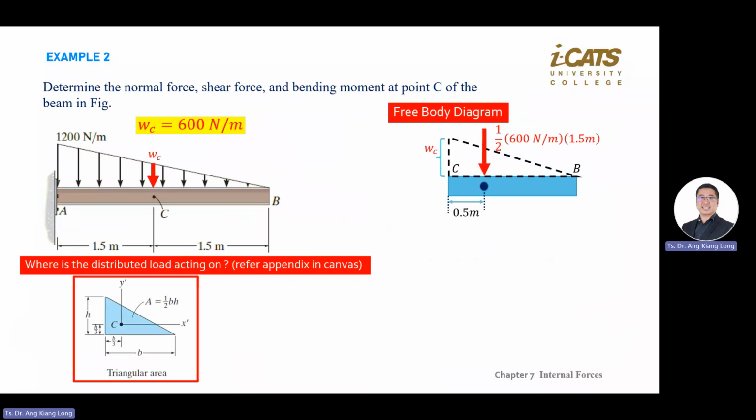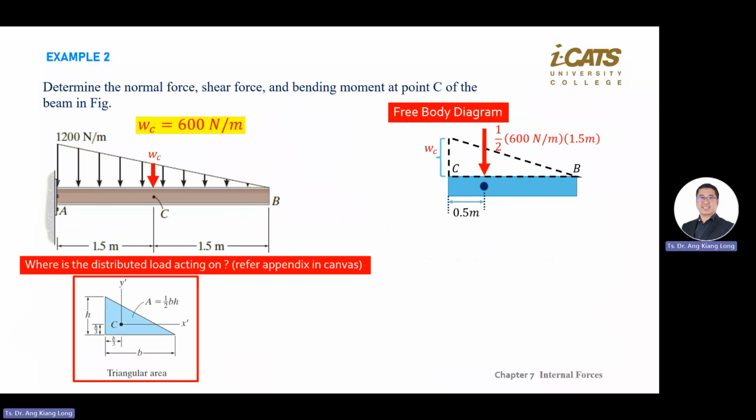Don't need to memorize one. You see the appendix, you find the A. The A is the focus load. It means you convert the triangular into an arrow. The arrow is half 600, which is your H. Your H is 600. 1.5 is the length.